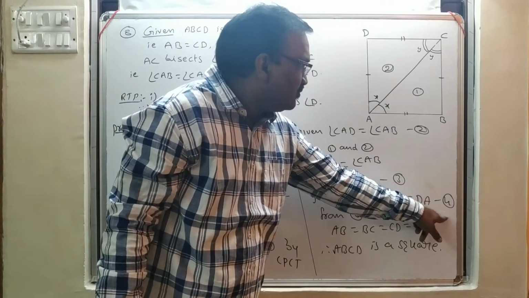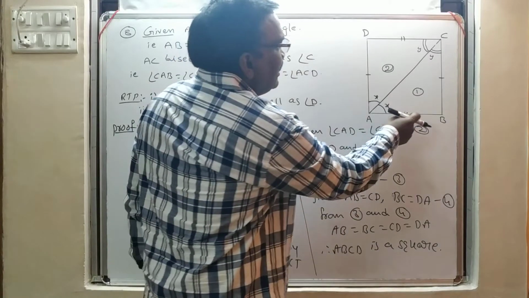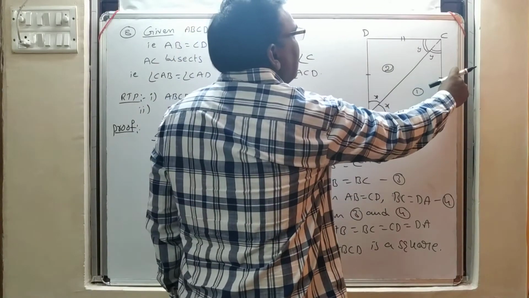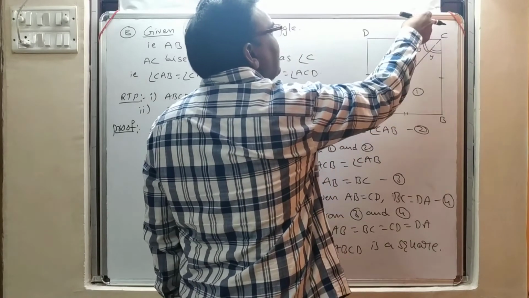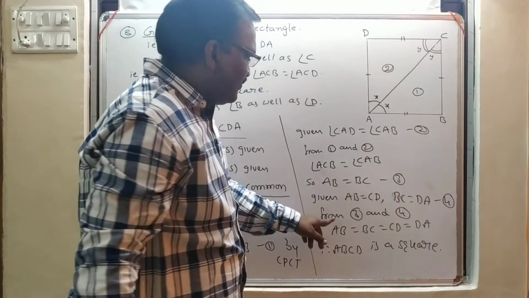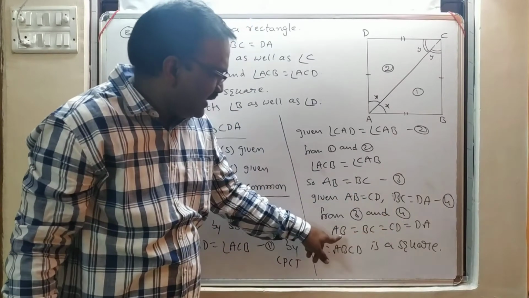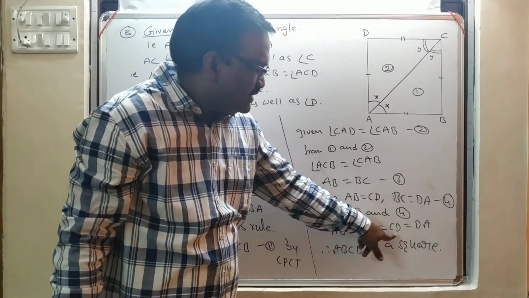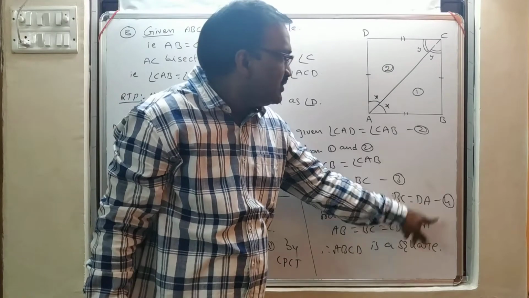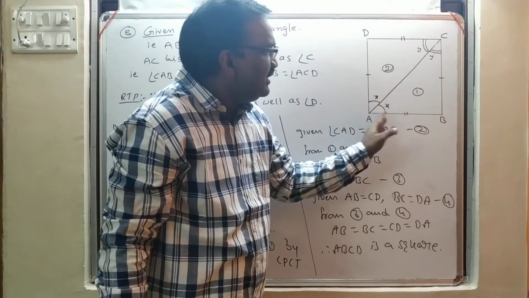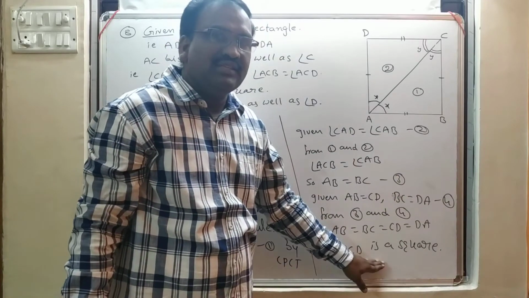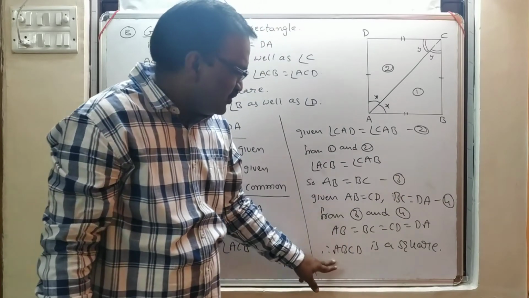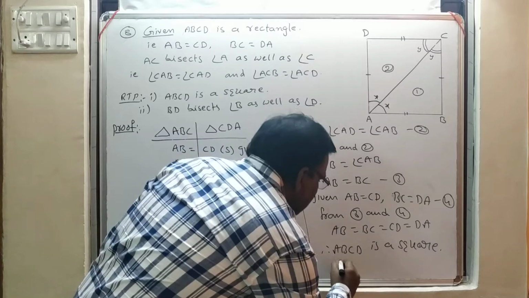From 3 and 4, what can you write? AB is equal to BC, AB is equal to CD. So AB is equal to BC, BC is equal to CD, CD is equal to DA. From 3 and 4, we can write AB is equal to BC is equal to CD is equal to DA. So ABCD is a rectangle in which all sides are equal. Therefore, it is a square. Therefore, ABCD is a square. Hence proved.